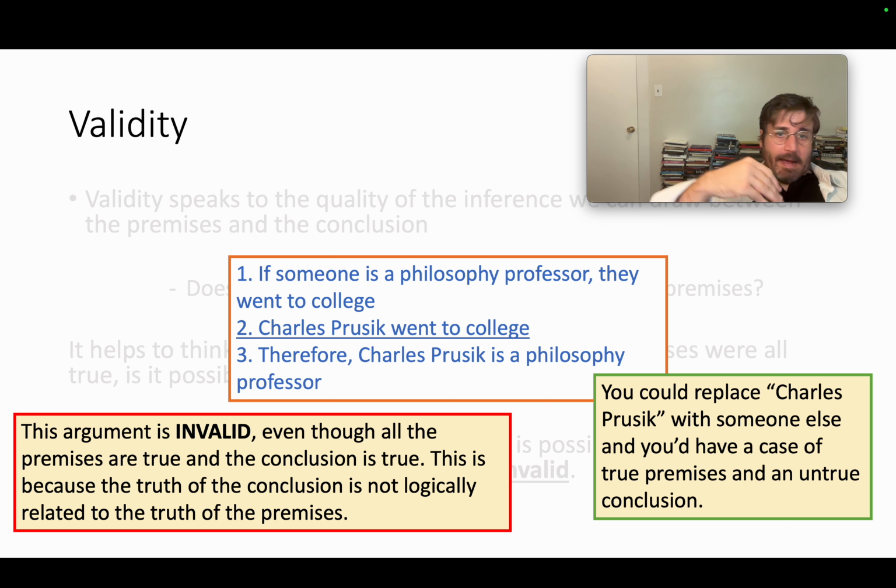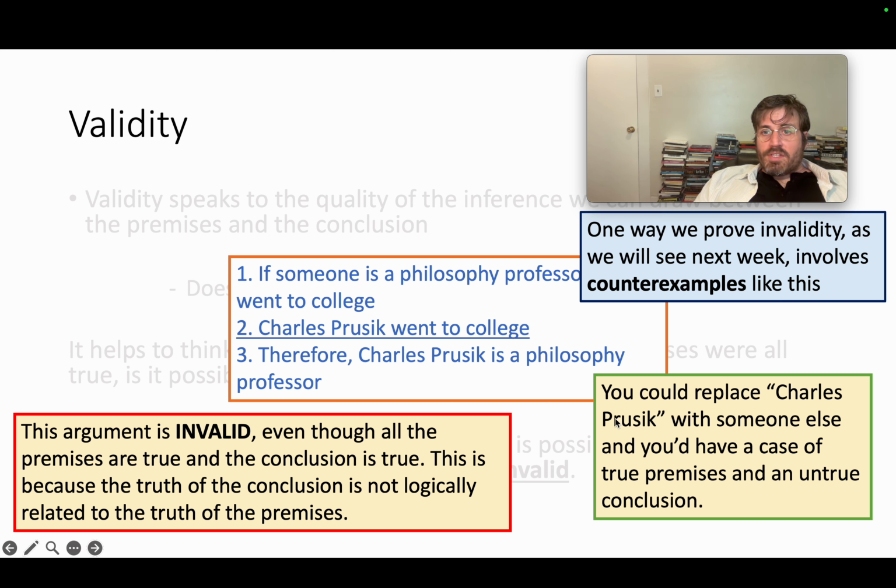If I were to replace the name Charles Prusik with the name Donald Trump, we would have an obviously false conclusion, right? With true premises. Okay, so substitution can be a very clean and useful way of determining whether or not that conclusion is following with necessity from the premises. So we're going to call this the counterexample method. One way to prove invalidity is the counterexample method, providing alternative statements in conclusions with the same content in premises.